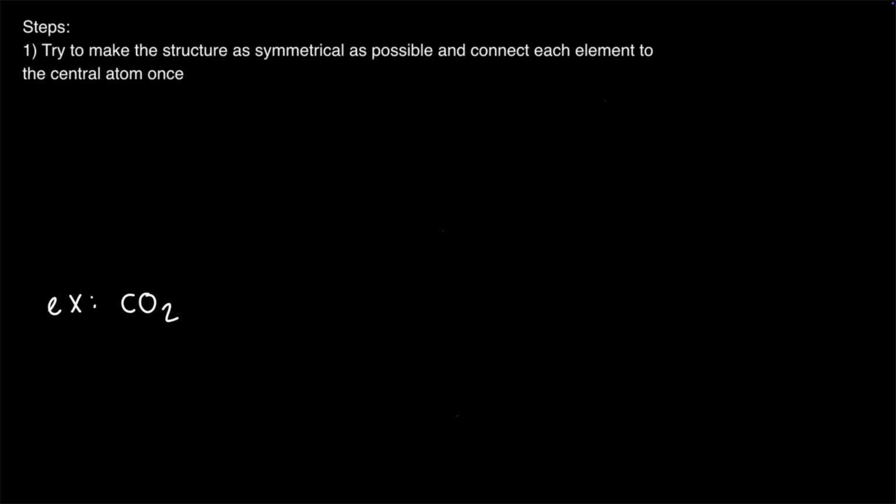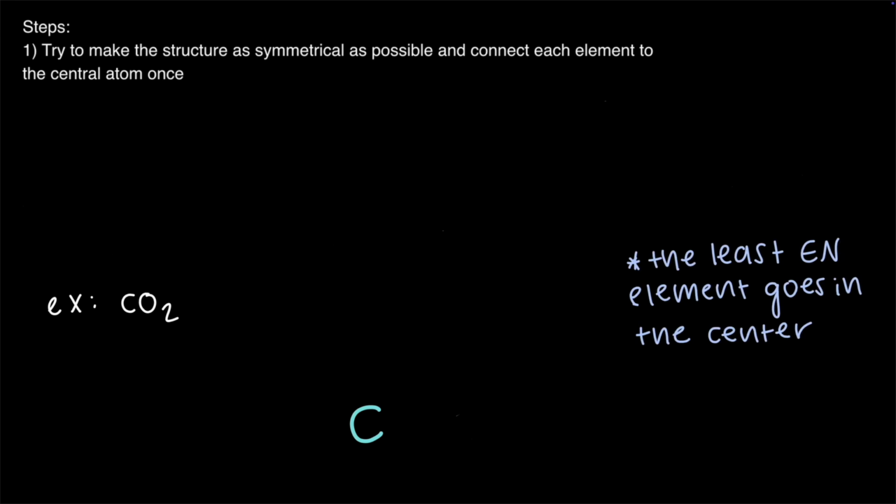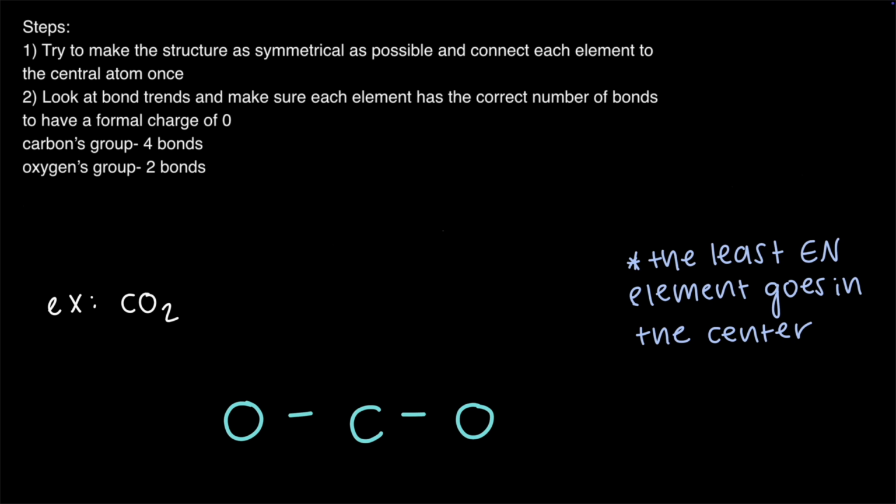For example, if I was drawing CO2, the first step is to try and make the structure as symmetrical as possible. There's only 1 carbon, and carbon is the backbone for molecules, so it will go in the center. If you are ever unsure about what molecule goes in the center, the least electronegative element, excluding hydrogen, will go in the middle. Next, I'll connect each oxygen to carbon, 1 on either side to make it symmetrical. Using the second step, I will make sure each element has its correct number of bonds. Carbon's group likes to have 4 bonds, and oxygen's group likes to have 2 bonds, so I will double bond each oxygen to carbon, so each element is happy with its correct number of bonds.